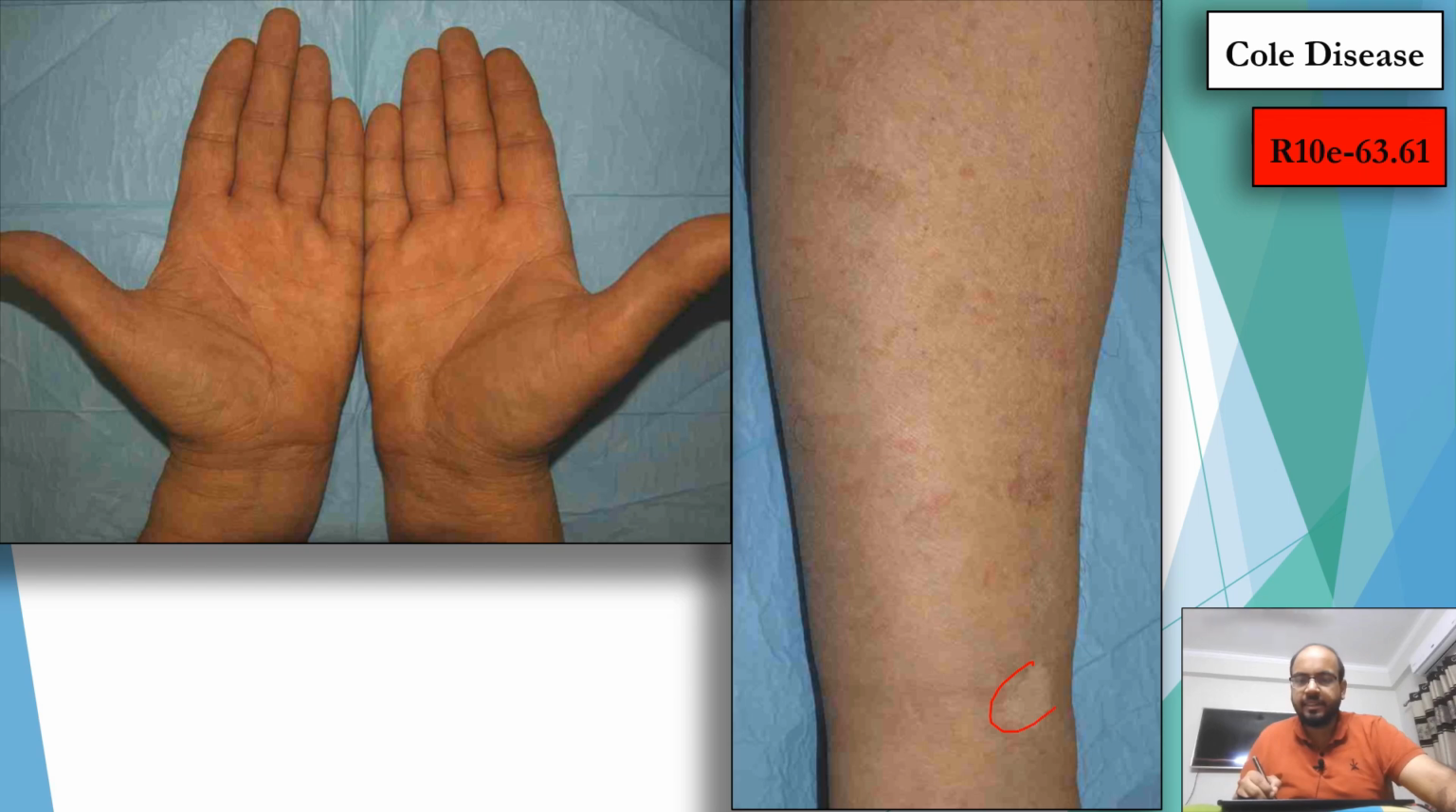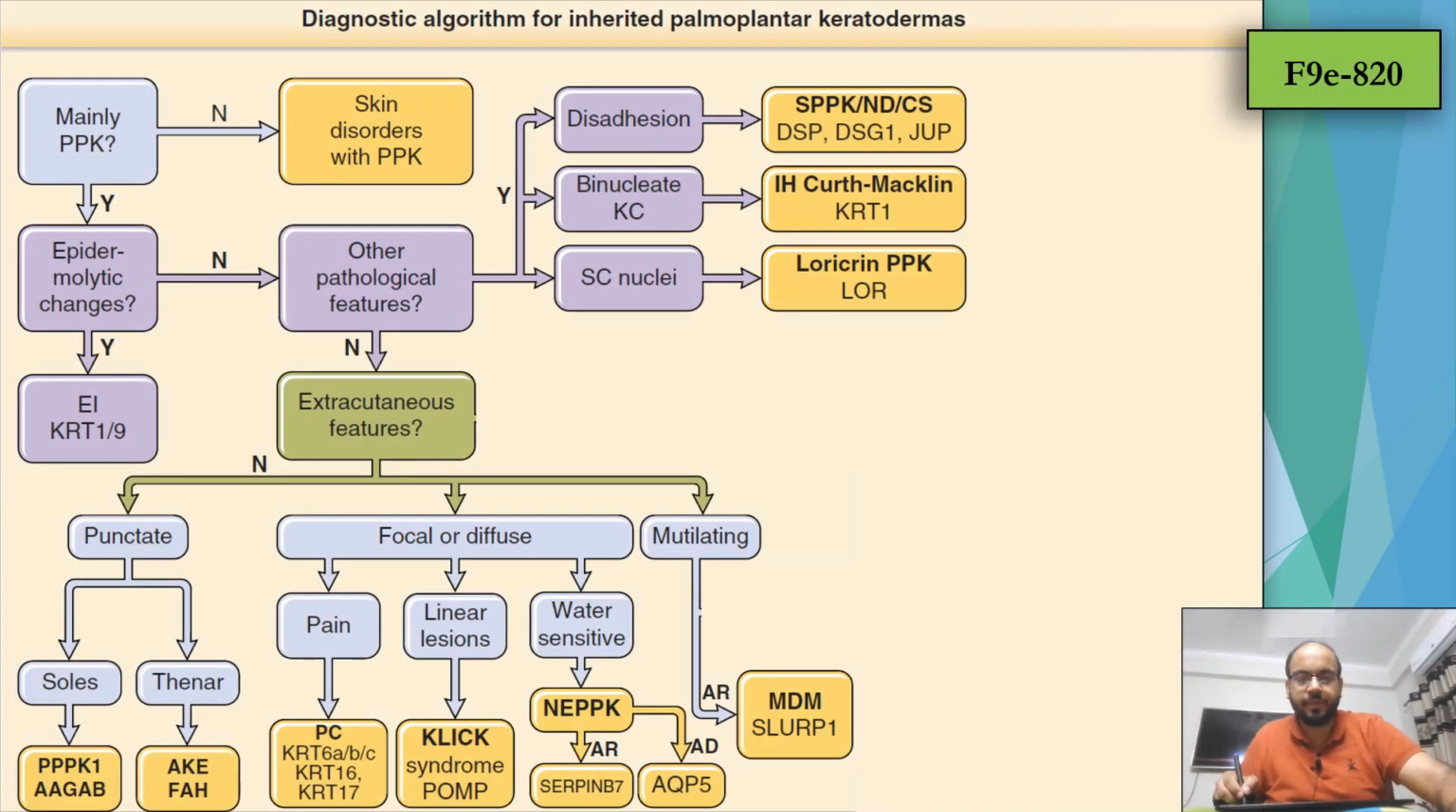So here we can see ill-defined, hypopigmented areas over the extremities, along with localized keratoderma over the palms. You can go to Rook's 10th edition to see this picture clearly. Now, this table I've taken from Fitzpatrick page 820, and it attempts to give a diagnostic algorithm for Palmoplantar Keratoderma.